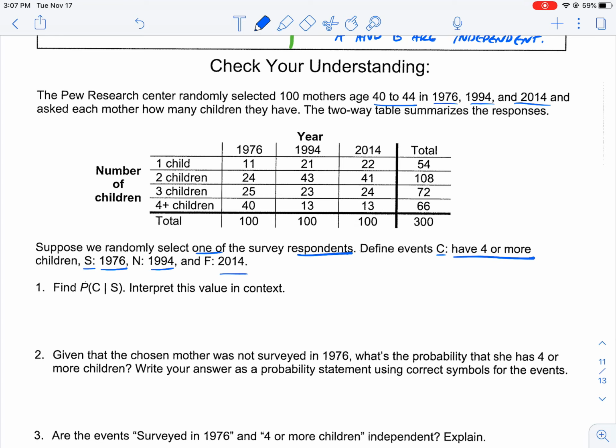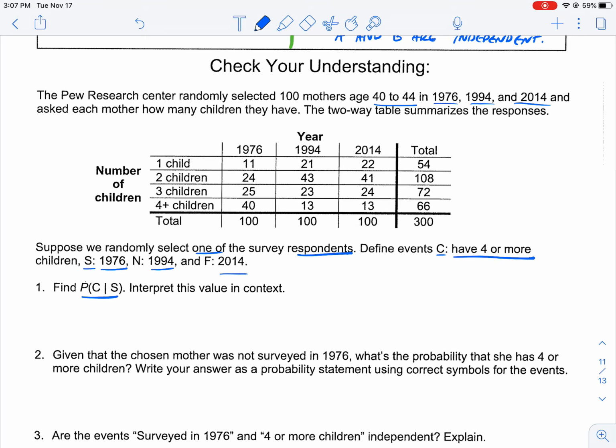Good rule of thumb when you're doing probability problems, you want to define those variables, because that's going to make it easier to write out, like, for example, probability of C given that S, instead of probability of having 4 or more children given that you were in 1976. So just kind of a shorthand way to make things easy. So I'm going to actually write that down.